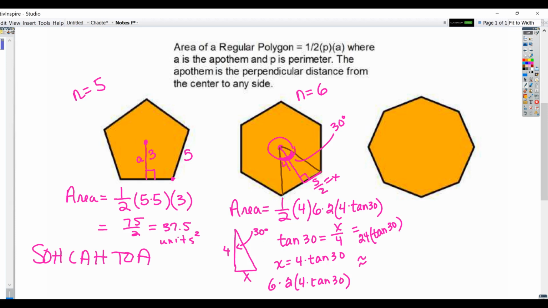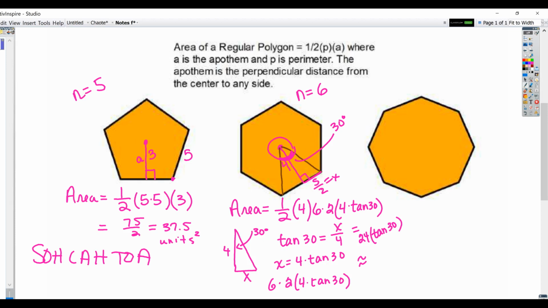55.426. 25. Why am I not getting that? I got 13. Yeah, that's what I'm getting too. 13.8. Are y'all sure you're not in radians? That's your modes. 13.85. Yeah, 13.8. You're supposed to be in degrees.